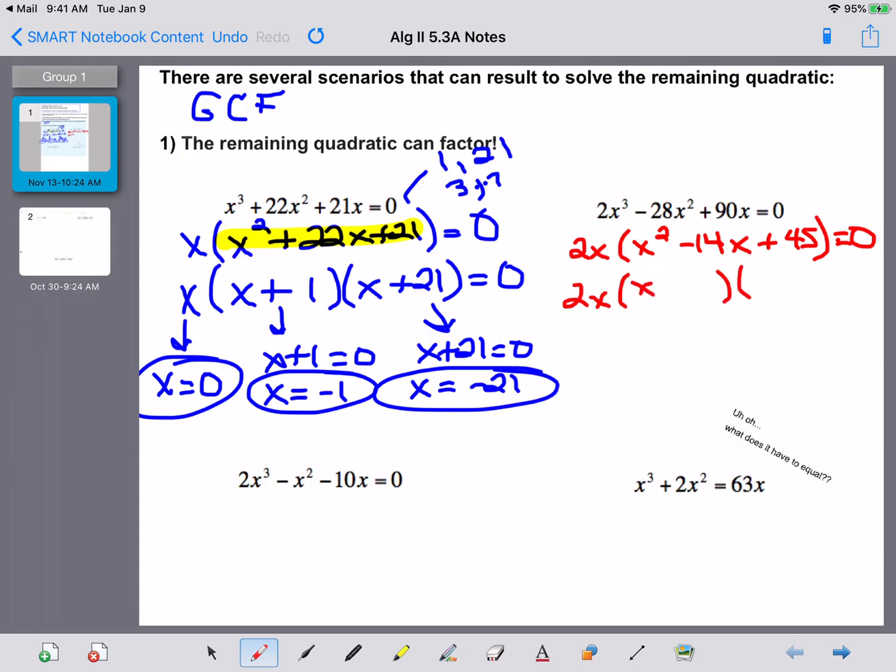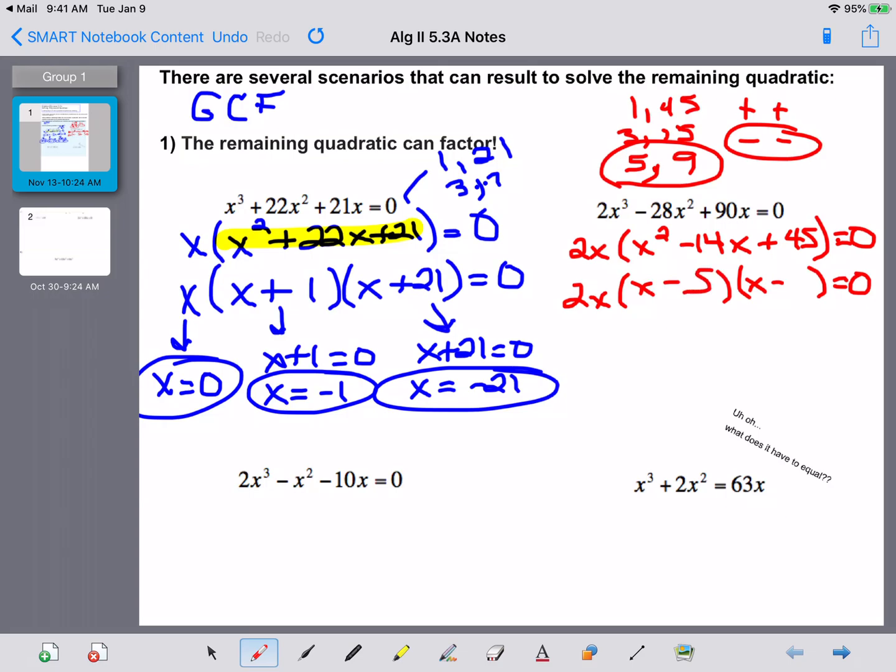We're going to split our x squared up. And we need numbers that multiply to be 45. We have 1 and 45, we have 3 and 15, we have 5 and 9, and to make the 45 positive, we either need 2 positives or 2 negatives, and since our middle term is negative, we're going to need 2 negatives. And then two numbers that add up to 14 would be the 5 and 9. And now we have it completely factored.